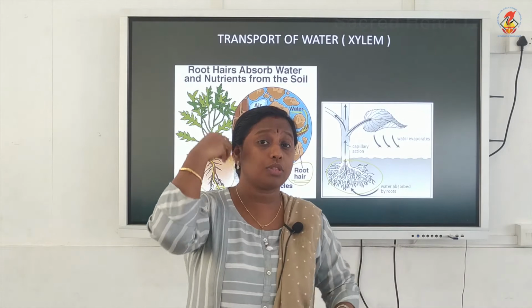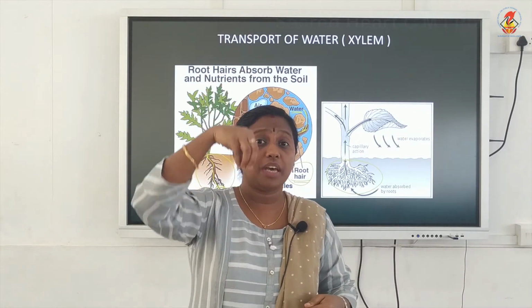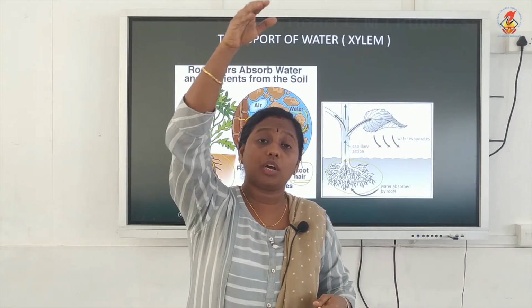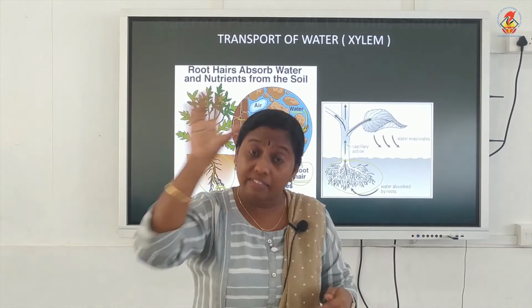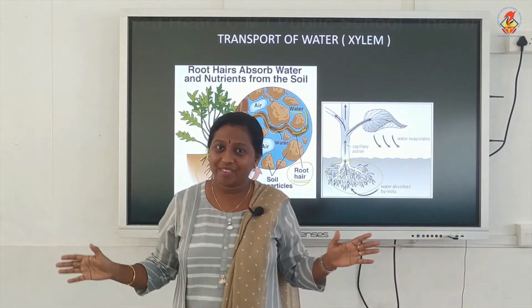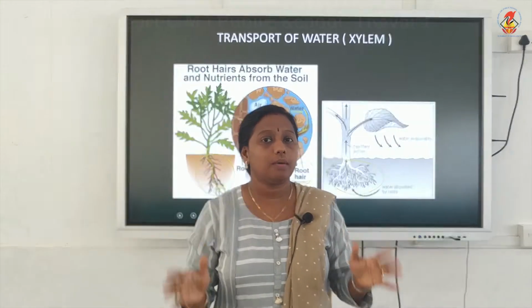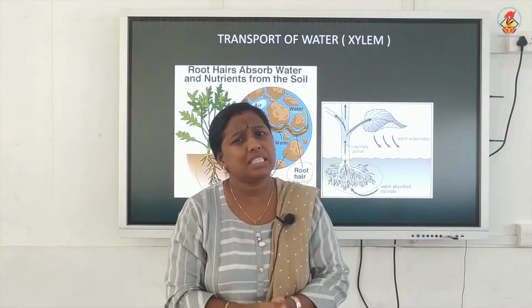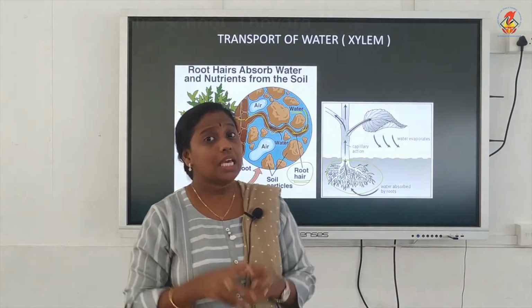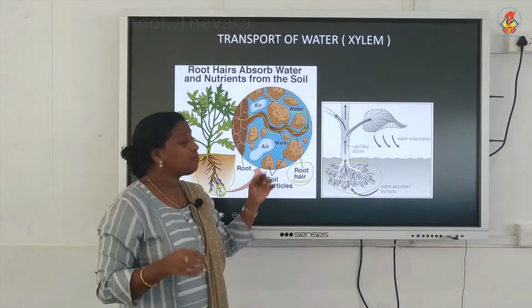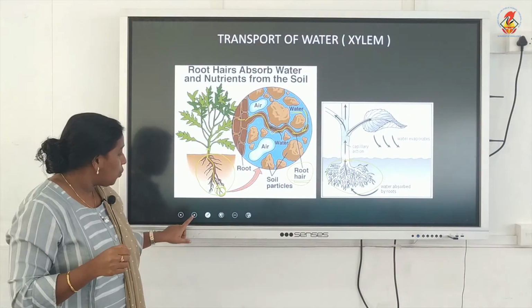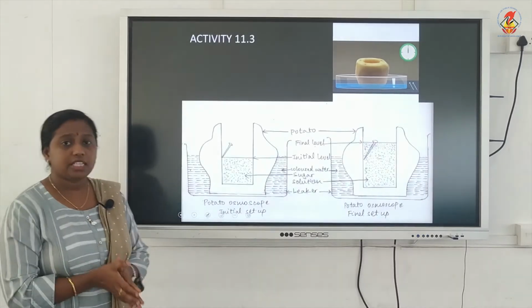From there it will move to the xylem of the stem. From there to the xylem of the leaf. Like that the water will go to the plant wherever it is required. Okay, so this is how the water moves. It moves directly through the cells of a root. In order to demonstrate this movement of water, we will see an activity.